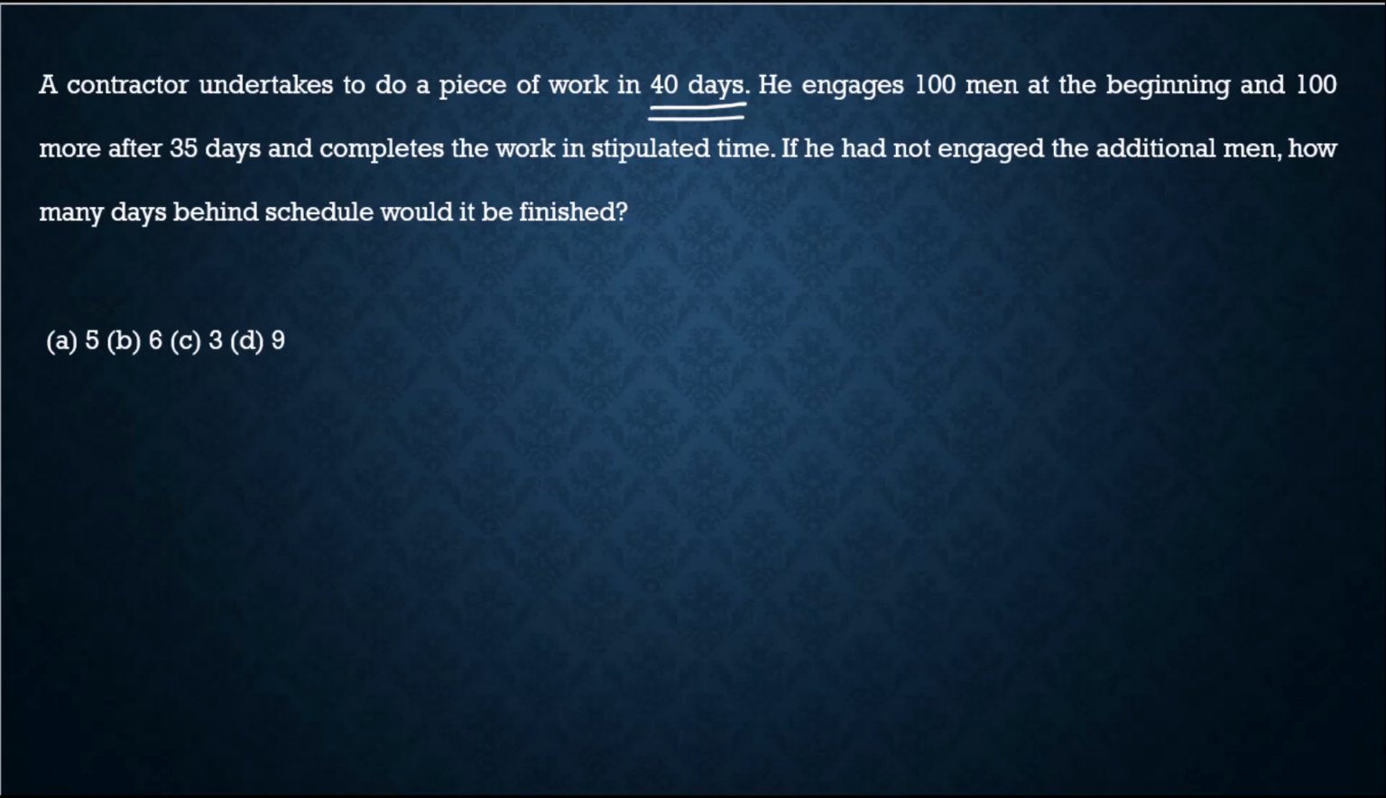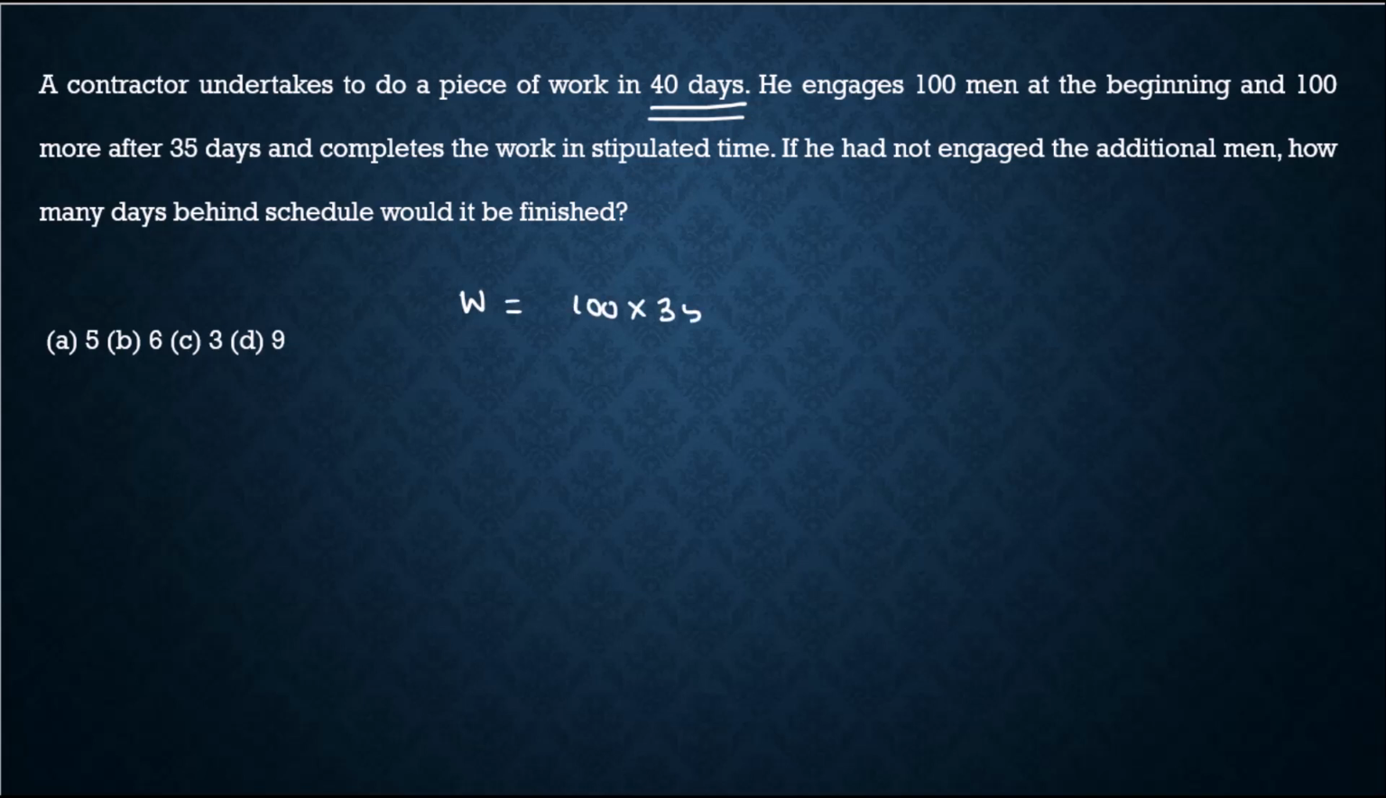Complete the work in stipulated time. That means total 40 days. First 35 days we have 100 men. Later 5 days we will be having 200. If he had not engaged the additional men, how many days behind the schedule would it be finished? That means if he had not taken 100 more men after 35 days, how many days would be required to finish the same work by 100 men?